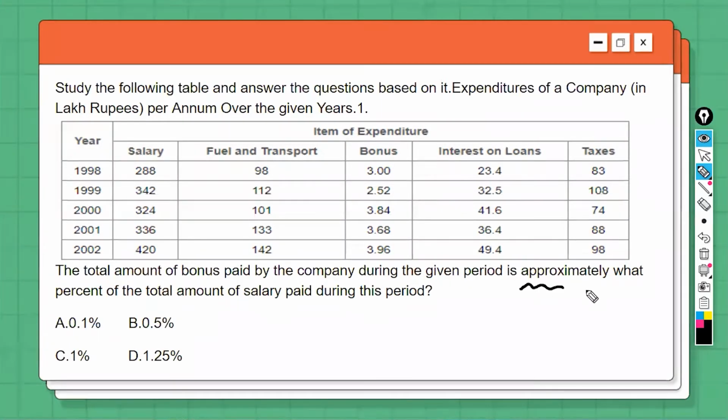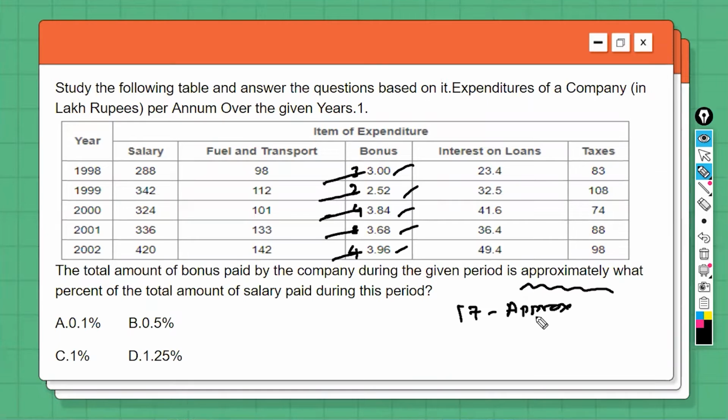And since they have given approximately, I'm going to find it approximately: 2.5, 3, 3, 4. Okay, I'm just going to keep this as 4, this as 3, 4, 2, and 3. How much totally? 6 plus 4, 10, 14, 16, plus maybe a small value extra, 17. 17 approx. Okay. Second total is 1.